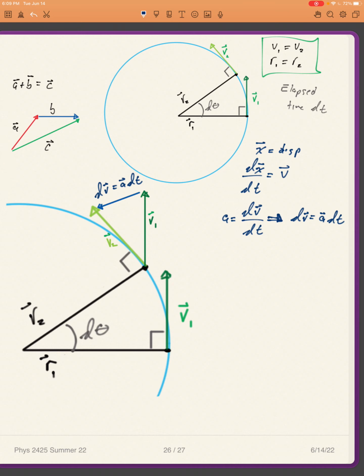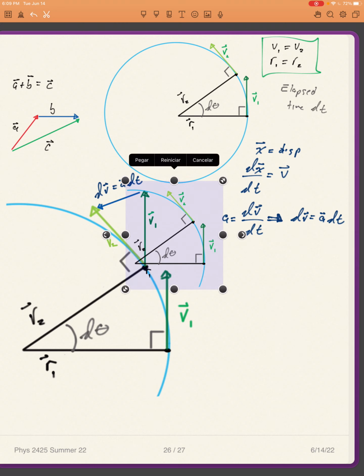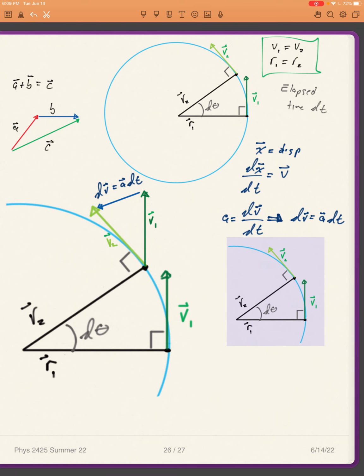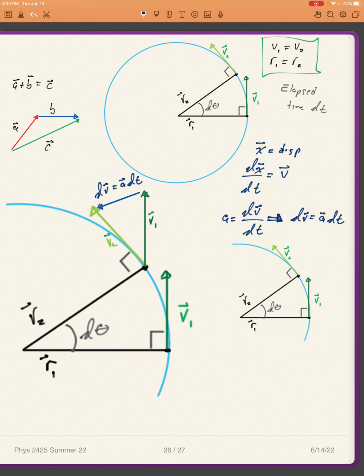Now, what other thing do we know? We know that for infinitesimal displacements, say for instance, here where I have a segment, let me draw that again. Say here I have an infinitesimal displacement. I'm not going to worry about the speeds there. I just know that I have a displacement from point A to point B.